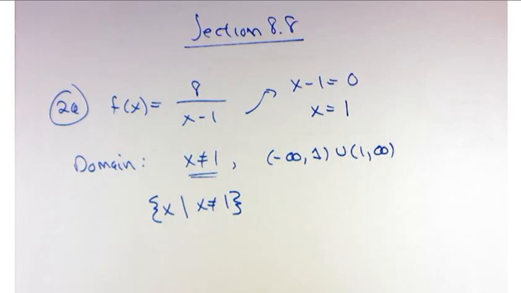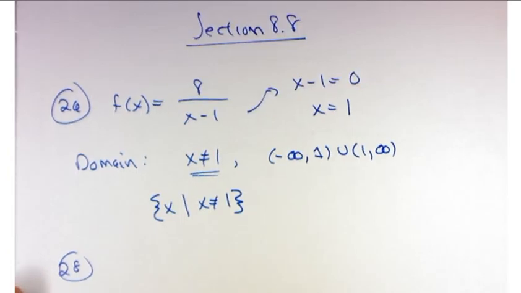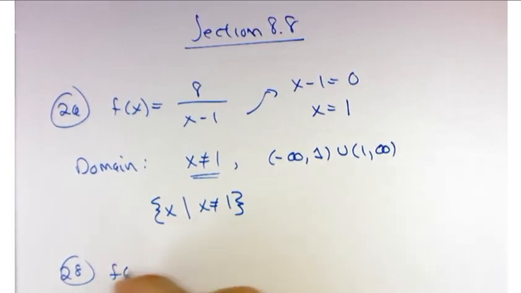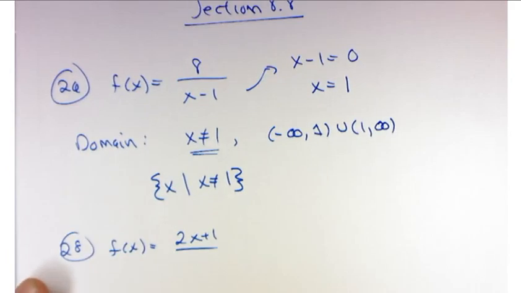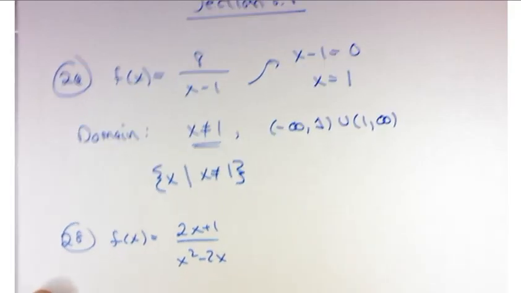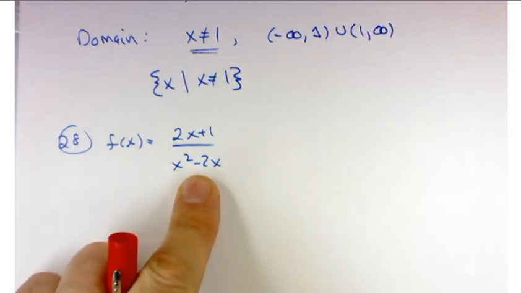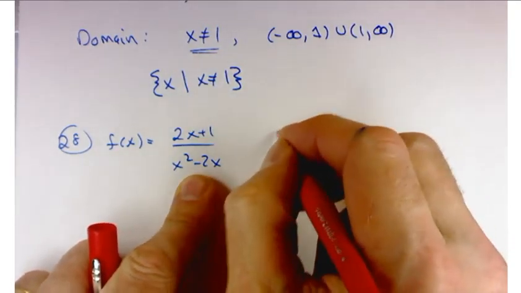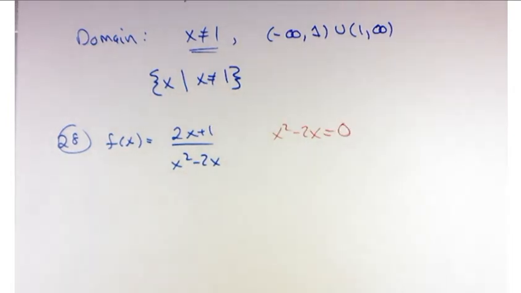Let's try another one like that. Problem number 28. f of x is 2x plus 1 over x squared minus 2x. Now, as far as the domain of this is concerned, we're going to run into a similar problem here that we ran into with the last one. That is, we can't let the denominator equal 0. So the question is, where does x squared minus 2x equal 0? How are we going to figure that out?